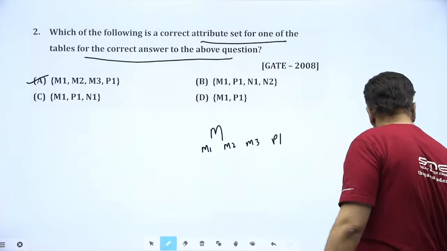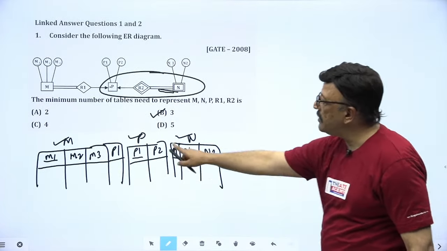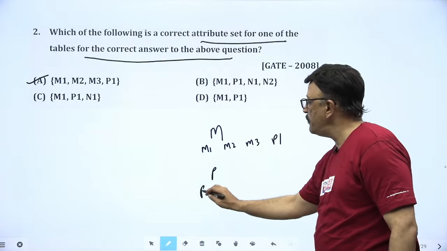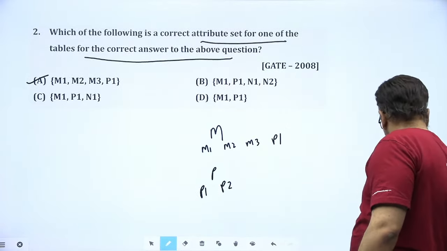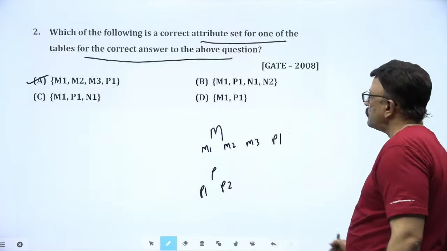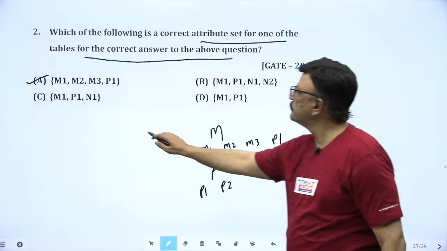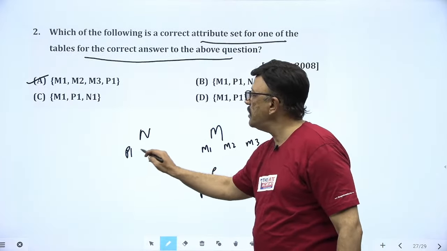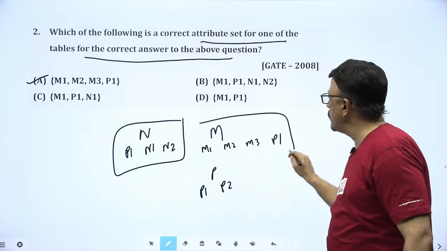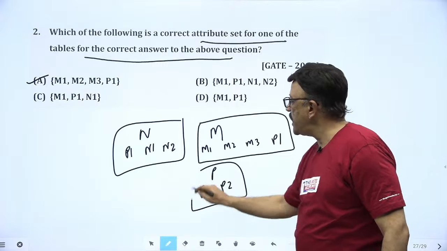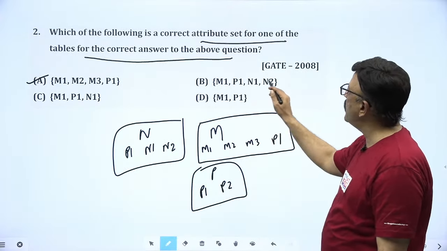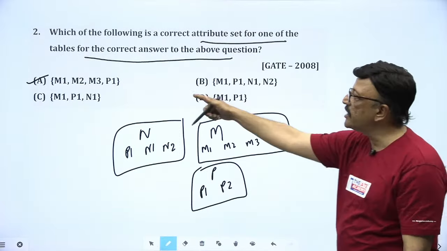Okay, let's see what are the other tables we got. We got P, which contains only P1, P2. And we got N, which contains P1, N1, N2. Correct? These are the 3 tables we got. And check the other options. Is there any table which contains M1, P1, N1, N2? No, you just check. The correct attribute set is A.